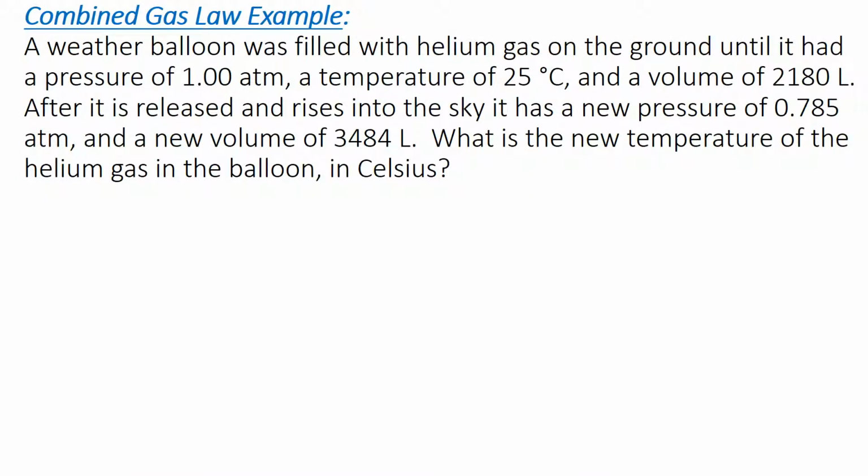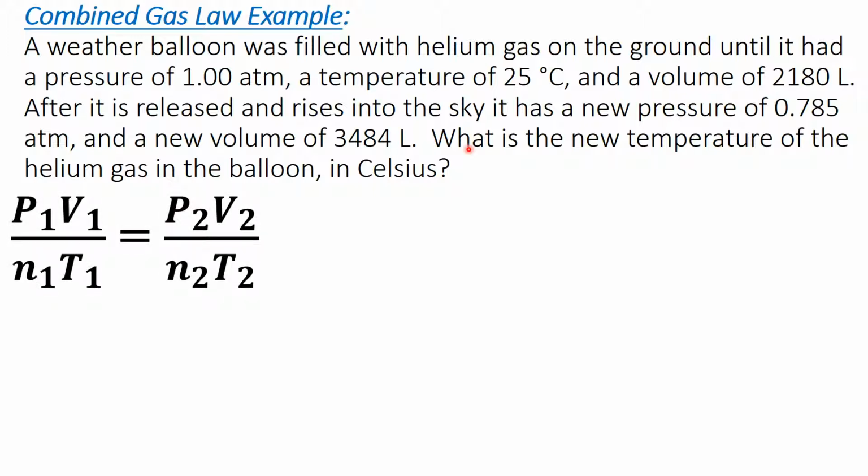The last example is a combined gas law example. We have a weather balloon that's filled with helium gas on the ground where it has a pressure of 1 atmosphere. That's the typical pressure at sea level. And it has a temperature of 25 degrees Celsius. And the balloon has a volume of 2,180 liters. After it's released and rises up into the sky, it has a new pressure of 0.785 atmospheres, and its volume has expanded to 3,484 liters. What's the new temperature under those new conditions up in the sky in Celsius?